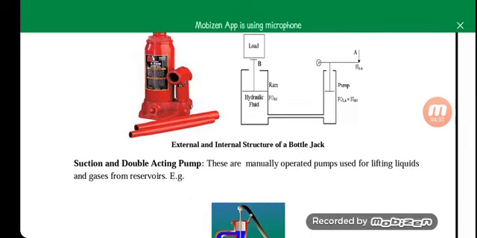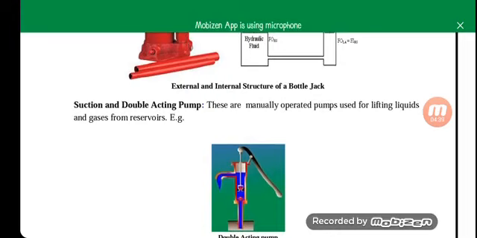You also have the suction and double action pump. A perfect example of this is something I hope you get to see when you do your NYSC and get to serve somewhere in the north, and you would see what people use. This stuff is like a tap.